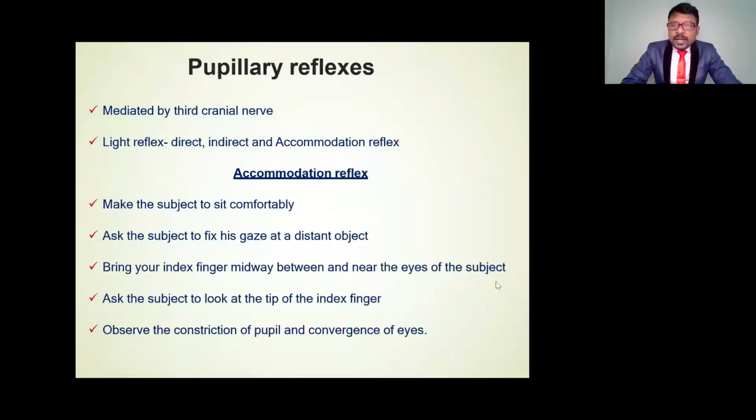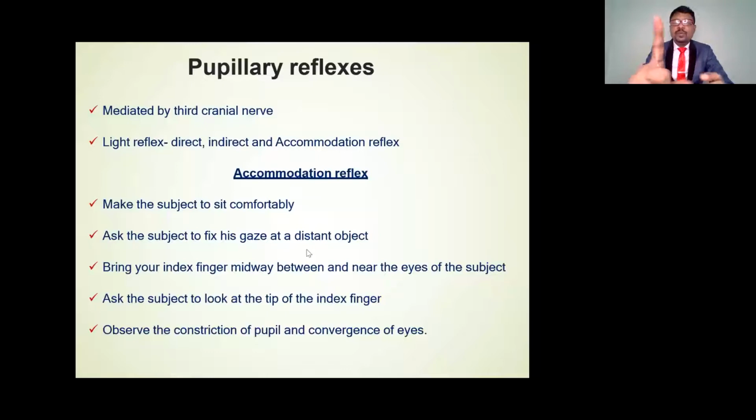So next, also the third cranial nerve, is the accommodation reflex. How do we check the accommodation reflex? We make the subject sit comfortably and ask the patient to fix their gaze on a distant object. Bring your finger midway, near the eyes, and ask the subject to look at the tip of the index finger. Observe the constriction of the pupil and convergence of the eyes.